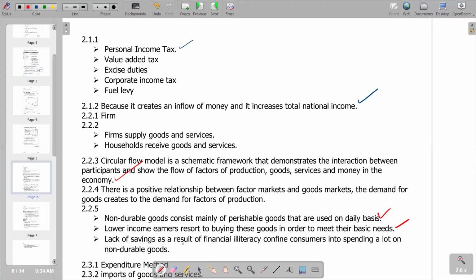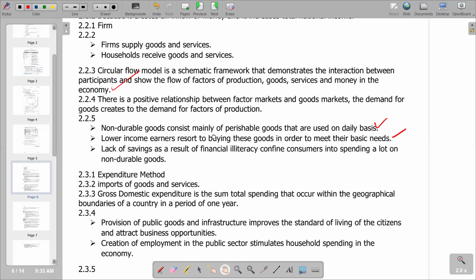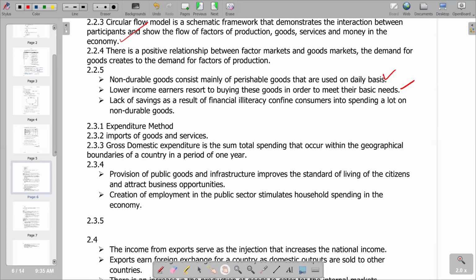Then the next point says lack of savings as a result of financial illiteracy confines consumers into spending a lot on non-durable goods. By financial illiteracy, we are just trying to say they don't have the knowledge of the significance of buying durable goods or the benefits associated with buying durable goods. So they resort to buying non-durable goods due to ignorance, due to lack of information. So basically, this is what we have for this question. Then moving on to the next question.